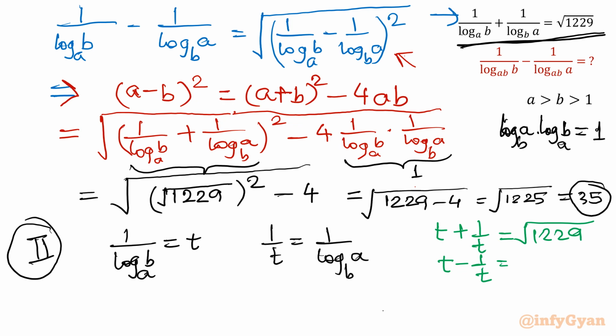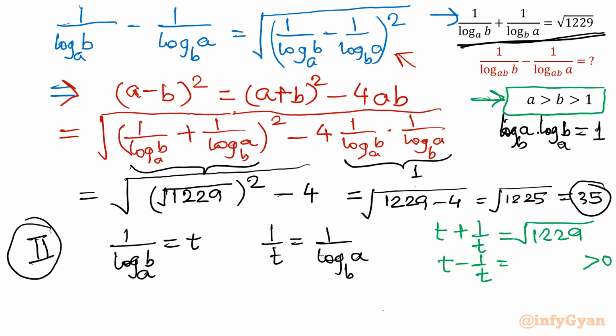One important point is there. If a is greater than b is greater than 1. See, why is it greater than 1? Because that time log would be positive. Otherwise, that value will come out negative. Second thing, if you check t minus 1 over t, that value will always be positive. This information is to conclude that t minus 1 over t would always be positive.